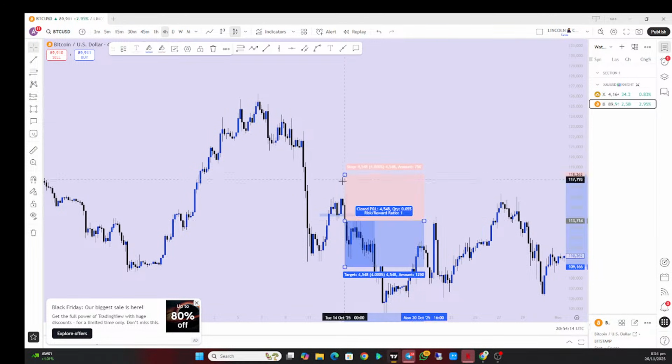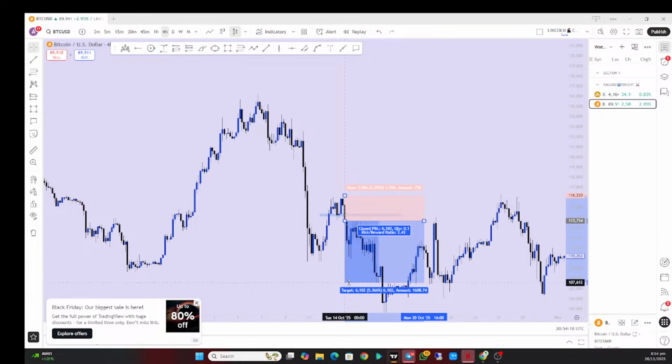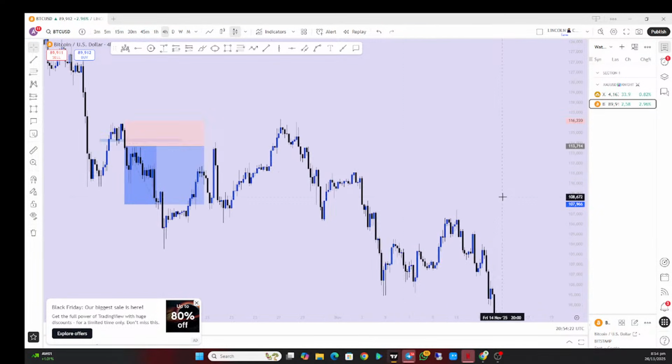Price broke the neckline. Stop loss above your confirmation. Your target 1 is to 2 ratio. You are done. Good. Let's try and get a couple of examples.